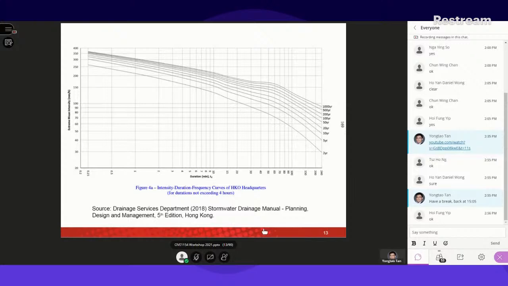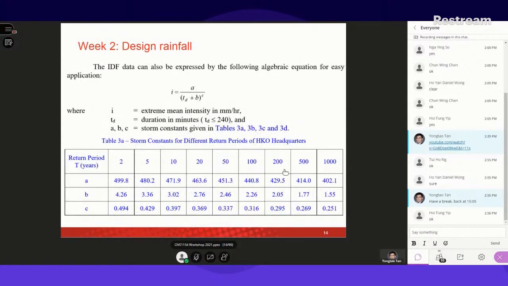And also this slide is showing a simplified IDF curve. The IDF data can use the following equations for easy applications. Actually, this is only for easy applications. Okay.